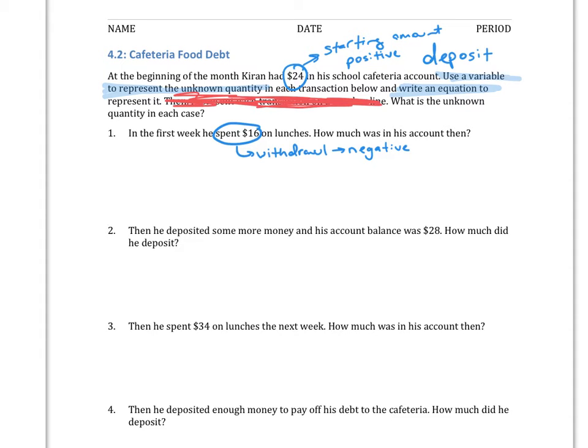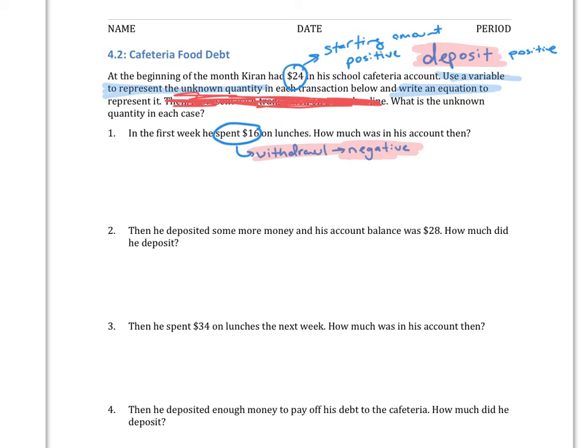So again, deposit is a positive connotation. So let's write the word positive next to it. And withdrawal is a negative connotation. Okay, so keep that in mind whenever you hear those words.